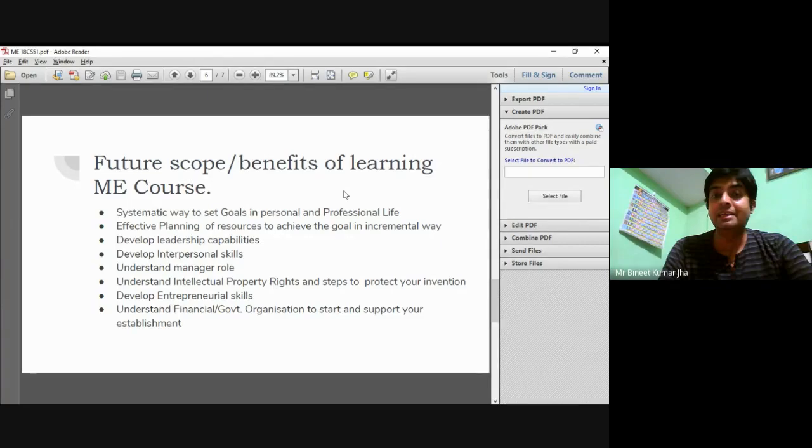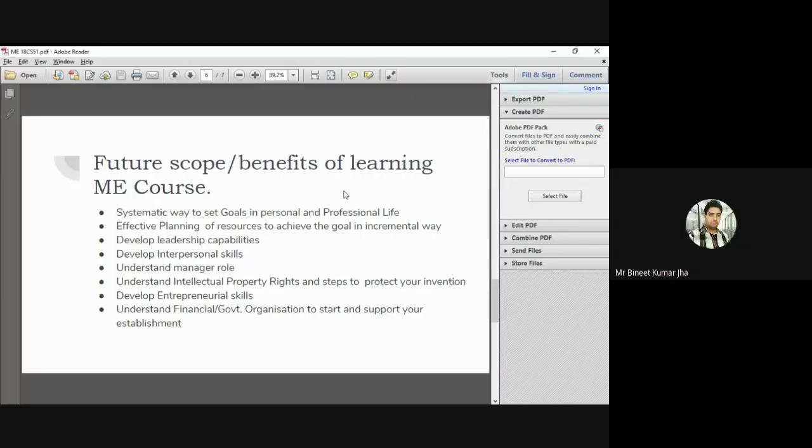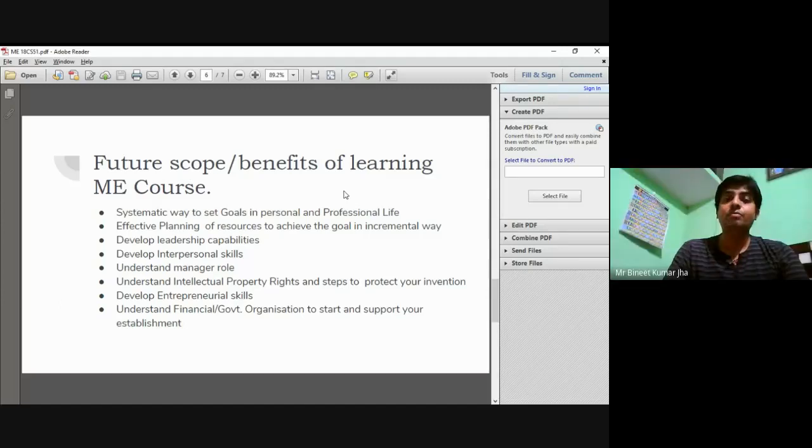You will also be developing leadership capabilities through this course. So what a good leader requires, what kinds of leaders are available, what are their tasks, what are their thinkings, and how they are going to manage things, right? All of this you're going to learn in this particular course, and it will help you in the future to become a successful leader.